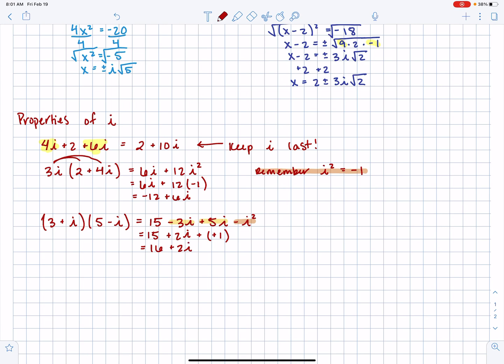So just a little heads up on those imaginary numbers. When you multiply them out, you want to remember that i squared is equal to -1, and write the i at the last part of your equation.